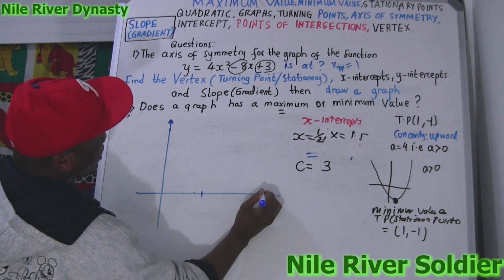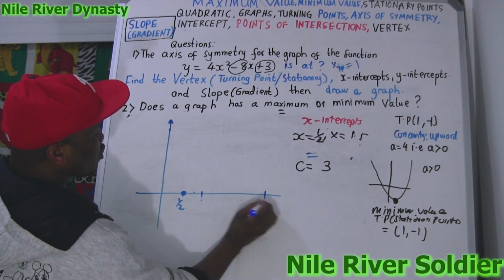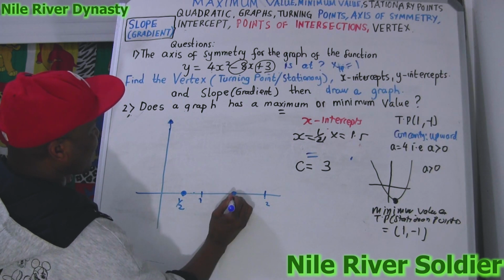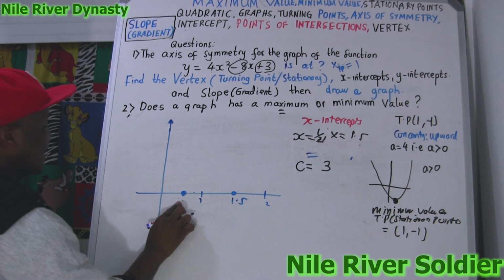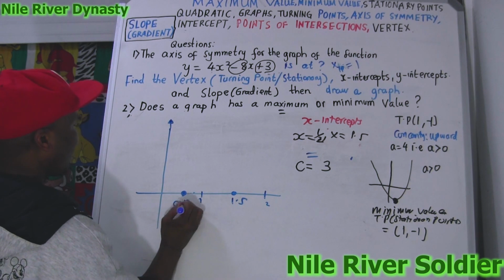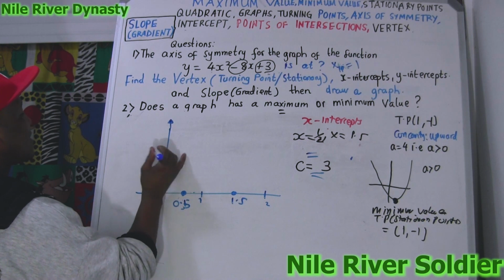A half, let's say this is 1, let's say this is 2, a half is going to be somewhere here. And 1.5 is going to be somewhere here. And this is a half, or 0.5. Now, y-intercept equal to 3. 1, 2, 3, somewhere here, let's say.